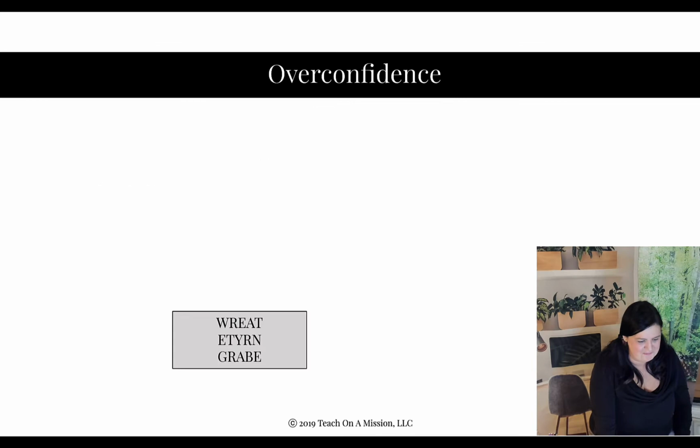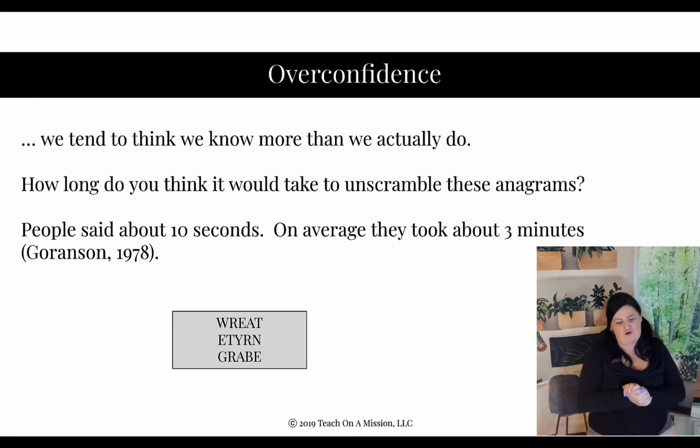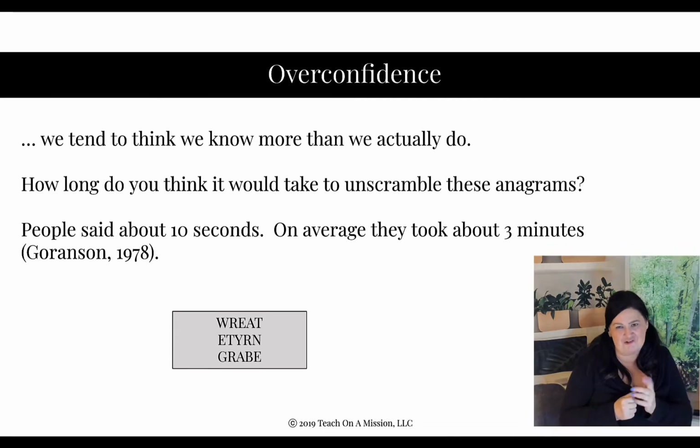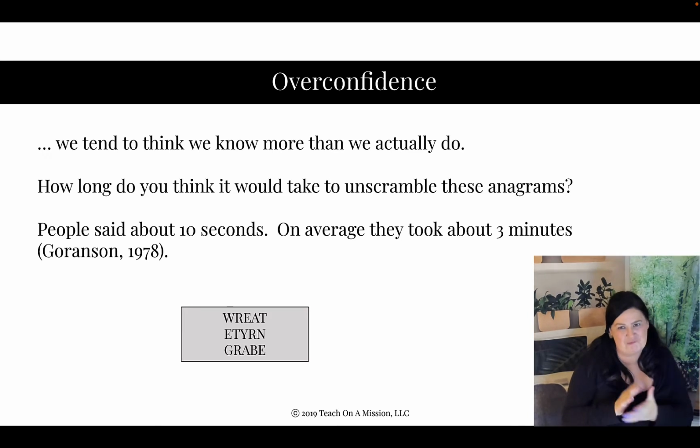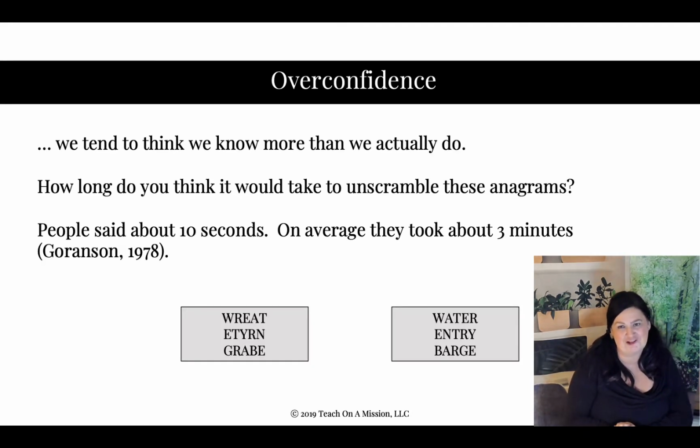Alrighty. So up next is a term called overconfidence. Overconfidence, which is big. We all tend to think we know more than we actually do. How long would you think that it would take to unscramble these 3 anagrams? I asked Lulu earlier, and she said 3 seconds. That's on average about what most people say. The truth of the matter is, it takes most people on average 3 minutes. By the way, water, entry, and the third one is barge.